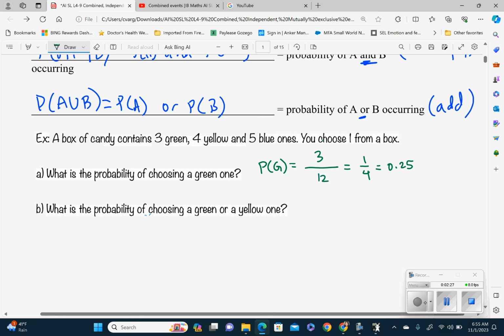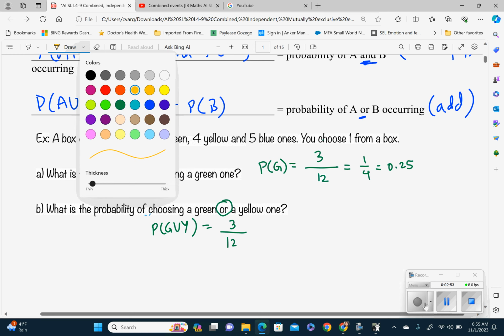Now, the second one's a little bit more interesting. It says, what is the probability of choosing a green or a yellow? So probability of green or yellow. What's the probability of green? We just found that out. 3 over 12. There's 3 green out of 12 altogether. And then probability of yellow.